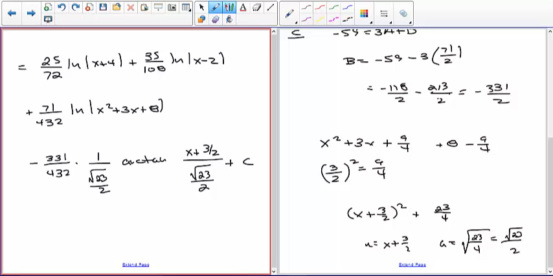Now, I could get rid of the square root of 23 in the denominator, but I'm not going to worry about that right now. I've gotten to the end of the problem, and so I'm happy with that. I haven't made any more mistakes. Okay, anybody got any questions about that?